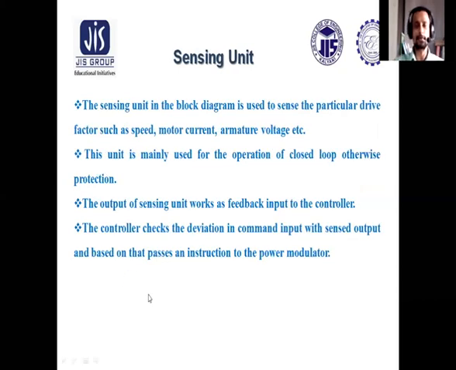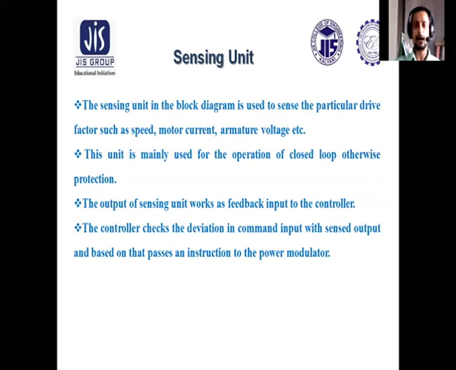Now what is the sensing unit? The sensing unit generally comprises different sensors. Nowadays sensorless controls are also there, but I'm not going into that. A particular motor could be sensed in terms of its speed, its current, armature voltage, torque, and so on. So there should be some device which could sense all these parameters, and those parameters are first sensed by sensors, and then the sensor sends that signal to the controller.